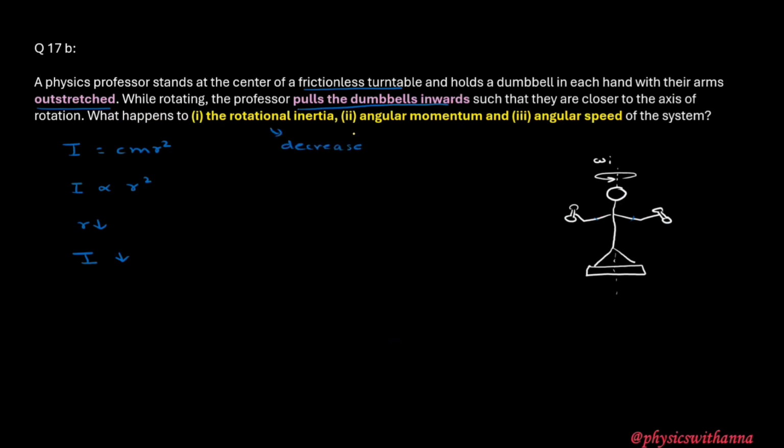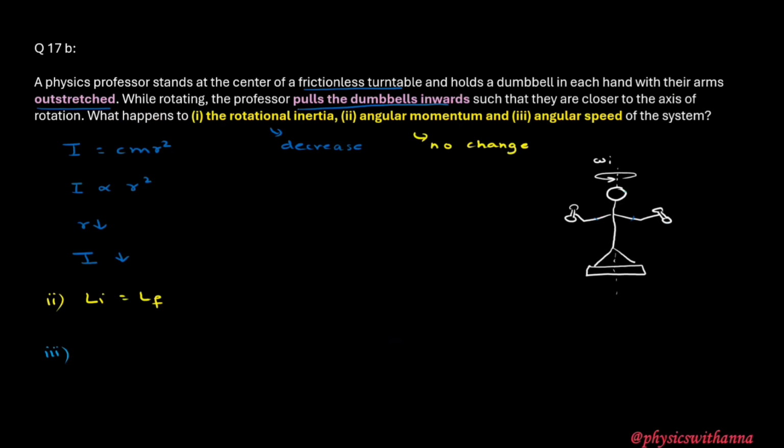Then part 2 of the question is asking us what happens to angular momentum. Now according to the law of conservation of angular momentum, if there is no external torque acting on the system, angular momentum before must be equal to angular momentum after. So the total angular momentum before, when the arms were outstretched, must be equal to the angular momentum when the arms were brought inward. So there is no change in the angular momentum of the system.